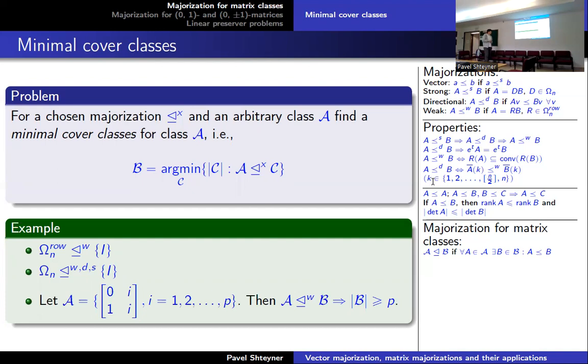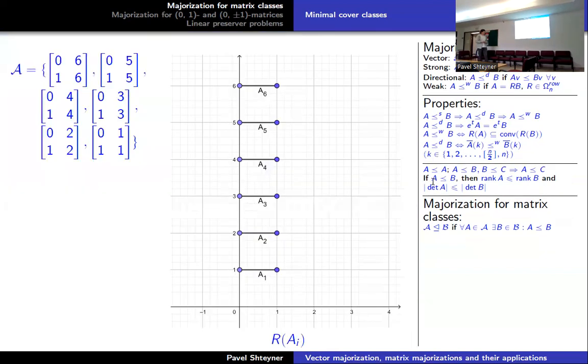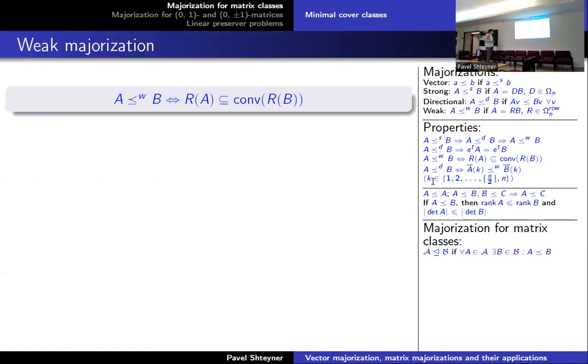If you have this set, it is literally a natural number. Because of these matrices, you need at least as many matrices to majorize, even weakly. And once again, we can use the geometrical interpretation: if you look at the set of rows of each of these matrices, these are line segments. You cover them by 2x2 matrices, so you can cover these line segments by line segments that correspond to B. It's clear that here you need at least 6 line segments. So sometimes, in the worst case, you need as many elements as in the initial class.